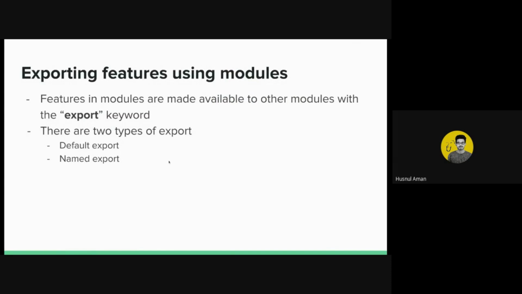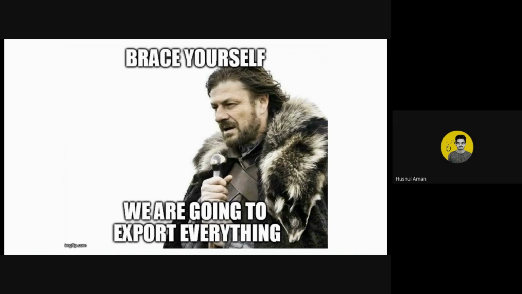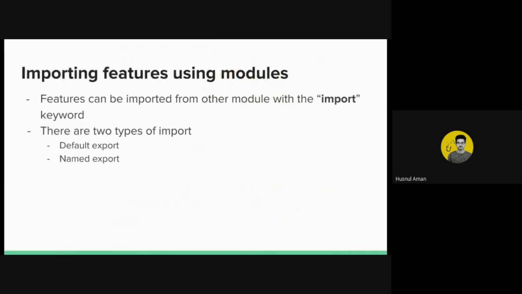But there are two types of export. One is a default export, and one is a named export. We are going to export everything, so that's what this says. Then, importing. When you import, you use the import keyword, and you guessed it, there are two types of import: default import and named import.